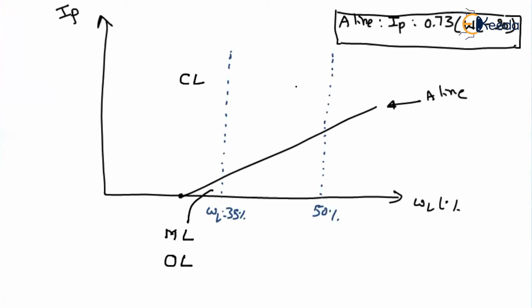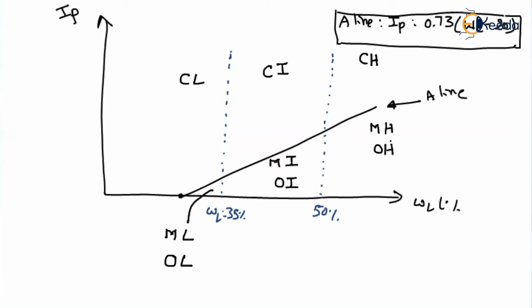So low compressible silt, or we can also consider it as low compressible organic. If it is 35 to 50, then what can we say? Intermediate clay, if it falls above the A line. If it falls below the A line, then we can say intermediate silt, or we can classify it as intermediate organic soil. If it is coming greater than 50%, then we can say highly compressible clay. If it falls below the A line, highly compressible silt or highly compressible organic clay. So this is how we will classify the system.